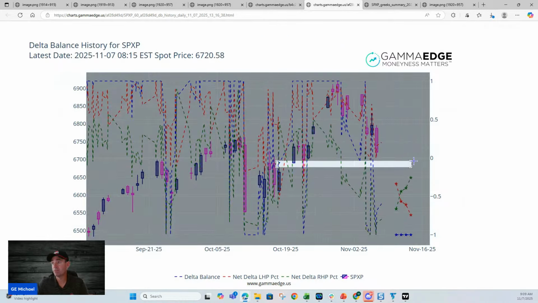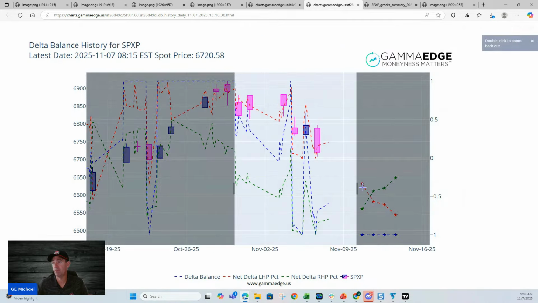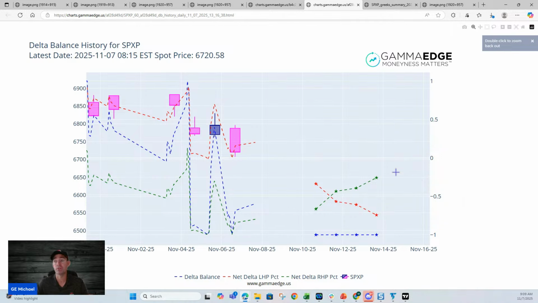All right, moving on to delta balance. Again, we continue to see negativity here on our delta balance tool. Quick orientation, the green is the right-hand plane. That's the out-of-the-money call speculation.